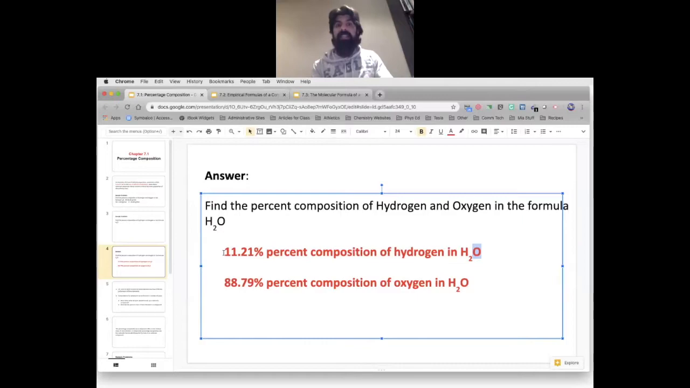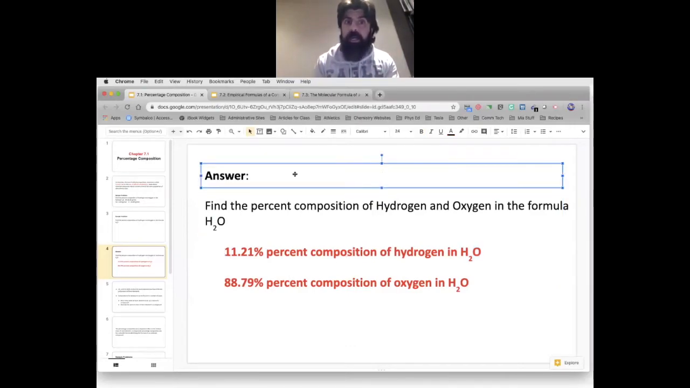The remaining 11.21% is made up of hydrogen. Okay, and if you looked at the percent composition of another compound that also contains hydrogen and oxygen.